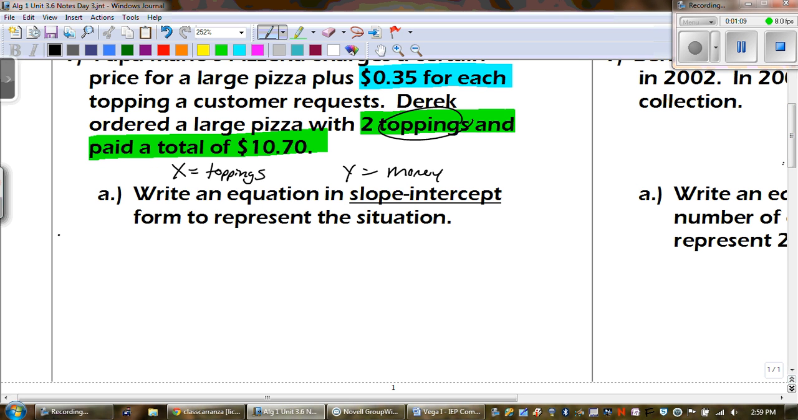So in slope-intercept form, we need a slope. Well, remember the words for and each, those are words that are kind of telling us slope. Okay, so my slope is 0.35. But now, do I have a y-intercept? I don't. The only thing that we have is a point, and we have the point, if it's (x, y), x is 2 because that's our toppings, and 10.70. Okay, so we only have a point and a slope, which means we have to plug into point-slope.